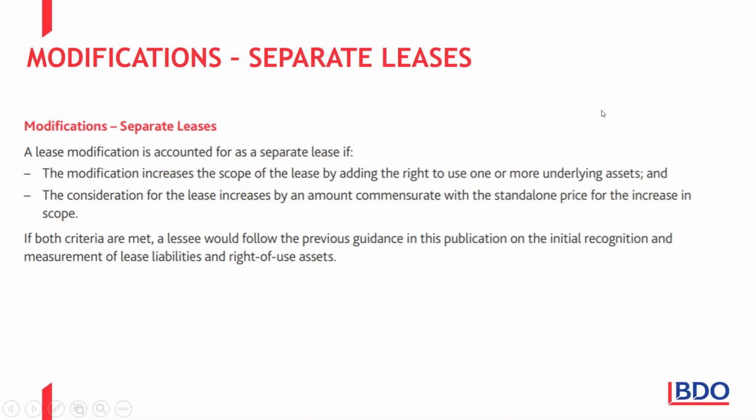So if we look at separate leases, if we've got a modification, it can be treated as a separate lease if the modification increases the scope of the lease by adding the right to use one or more underlying assets. So we're adding a vehicle, adding another floor of a building, another forklift, or the consideration for the lease increases by an amount commensurate with the standalone price for that increase in scope. So we're paying market value for it.